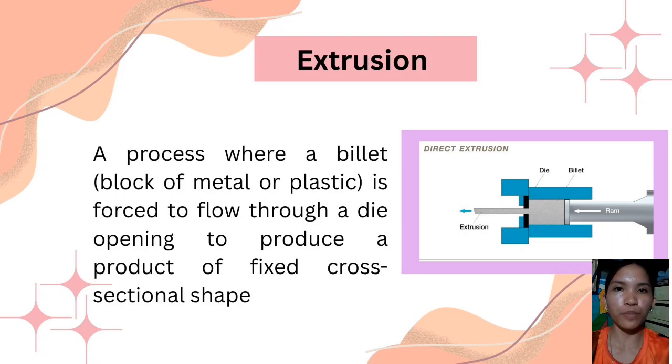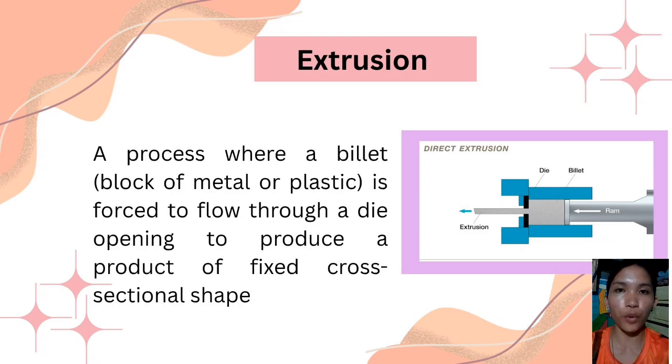So the extrusion process is a bit like squeezing toothpaste from a tube or frosting from a piping bag. The shape of the product is determined by the shape of the die's opening. So this is all about the extrusion process, how it works, and its key components.